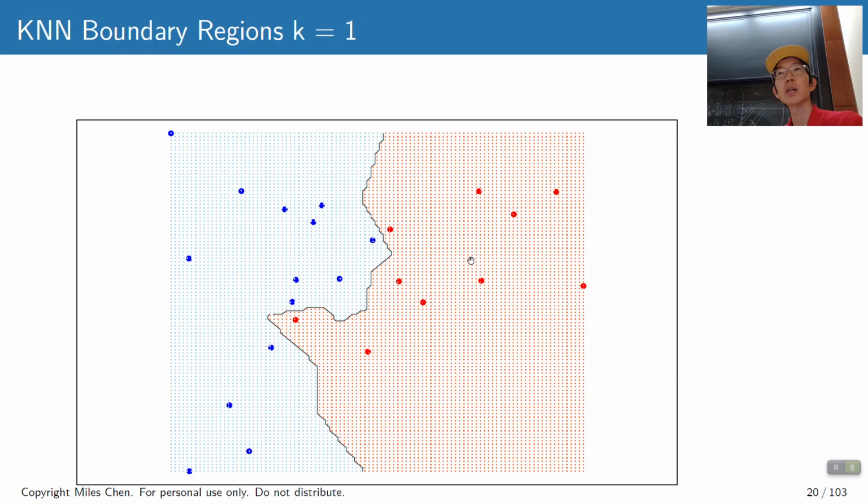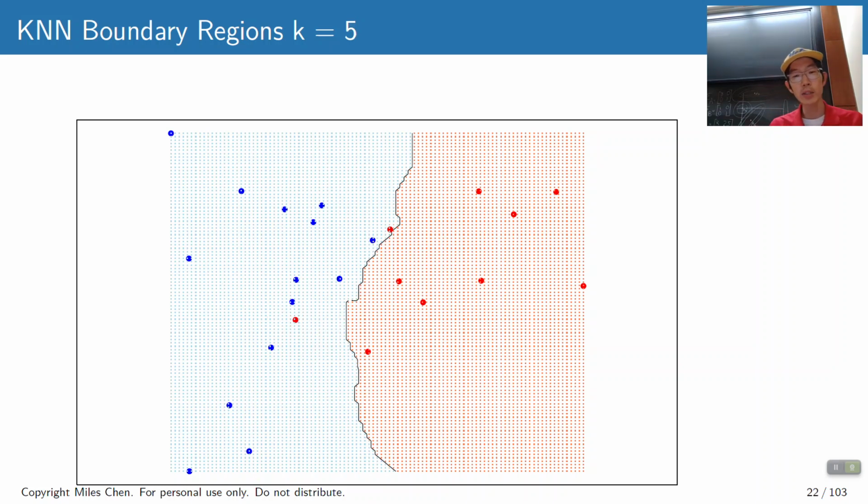Sometimes you might get a blue dot over here. And with k equals 1, any of those weird random points that pop up are going to influence how it goes. So as you have a larger k, little odd points that pop up here and there aren't going to influence the classification as strongly.